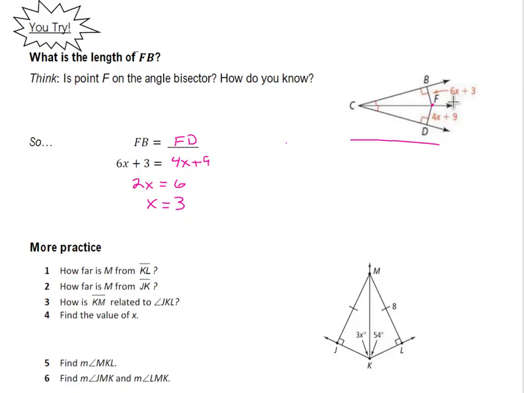So we could figure out that this distance is going to be 21, and this distance here is also going to be 21 for BF and FD.